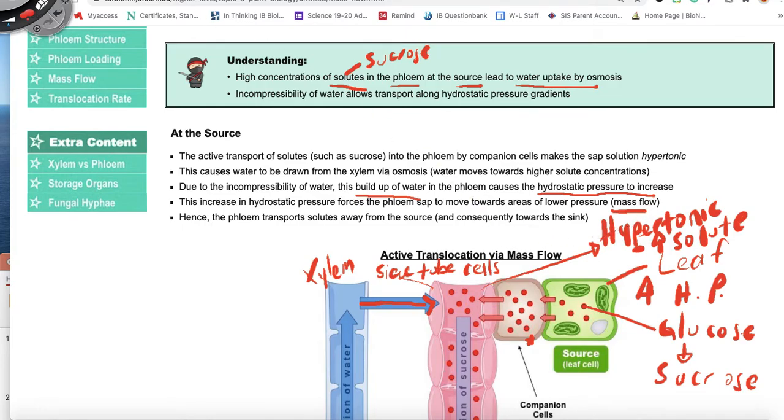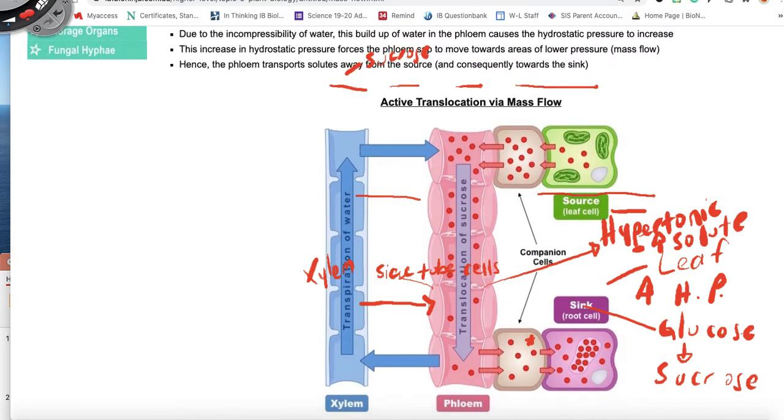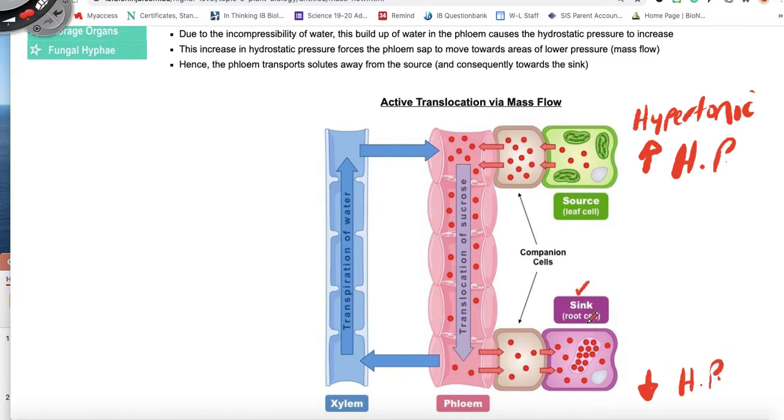Okay? And if we move this a little bit and look down here, we see what's happening. So the sugars are moving from a hypertonic solution with high hydrostatic pressure to areas that have a lower hydrostatic pressure, and that happens to be the sink. And in this particular case, it happens to be the root cell. But remember that the sink can also be the fruit. The sink can also be the seed. Now, as water moves from the xylem into the phloem, that's what makes that sap, right?